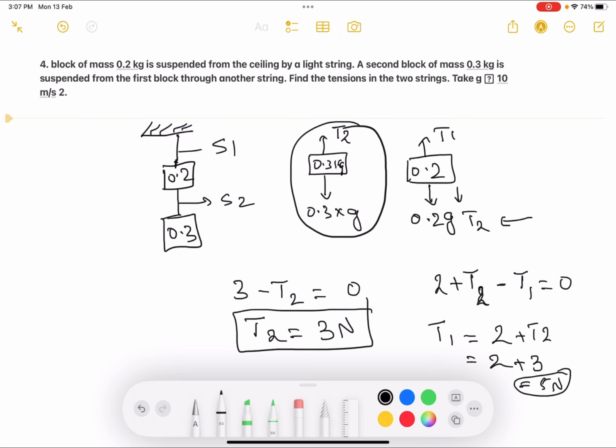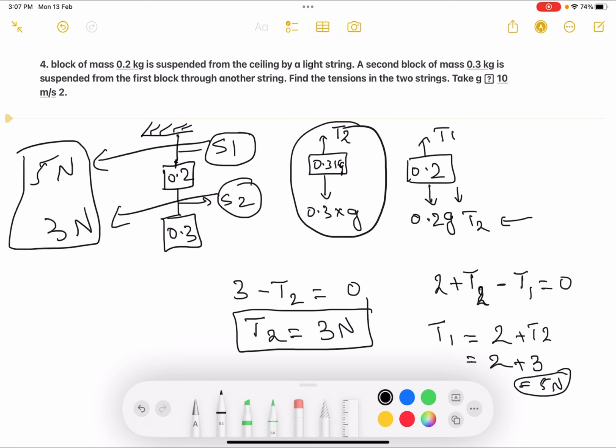So the tension in the first string S1 is 5 newtons. The tension in the second string S2 is 3 newtons. So this is the final answer that we have.